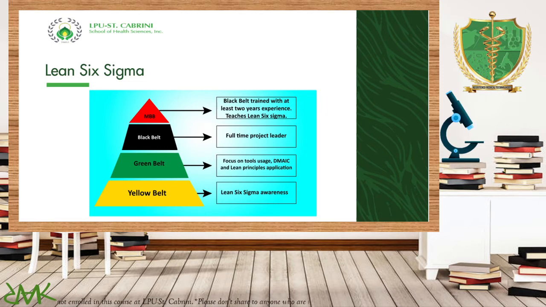no, who is more knowledgeable than a green belt and yellow belt. And lastly, you can be an MBB, no, which means you are a black belt trained with at least 2 years of experience, who teaches Lean Six Sigma. Okay, sometimes the black belt is the project leader or the head of the institution that will lead you to further identify the problem, evaluate the problem, define the problem, make resolutions, analyze the problem, and control the procedure or the resolution that you come up with after identifying the problem that you have. Okay.